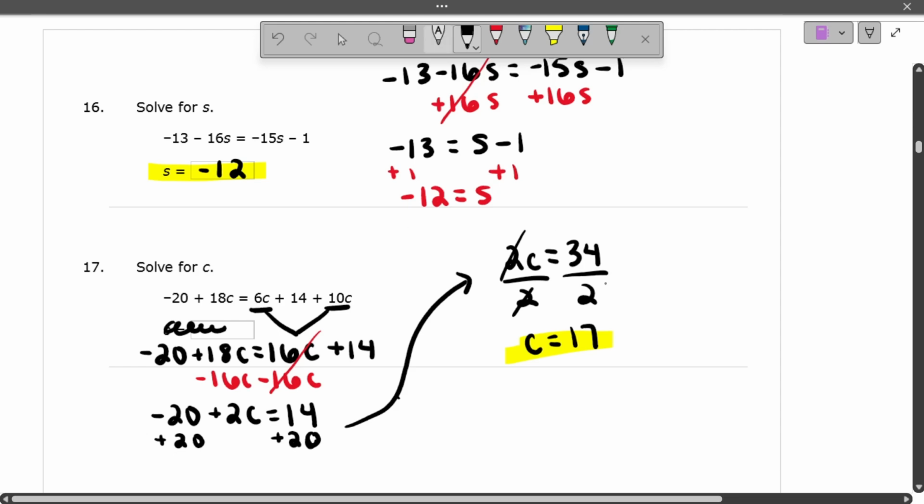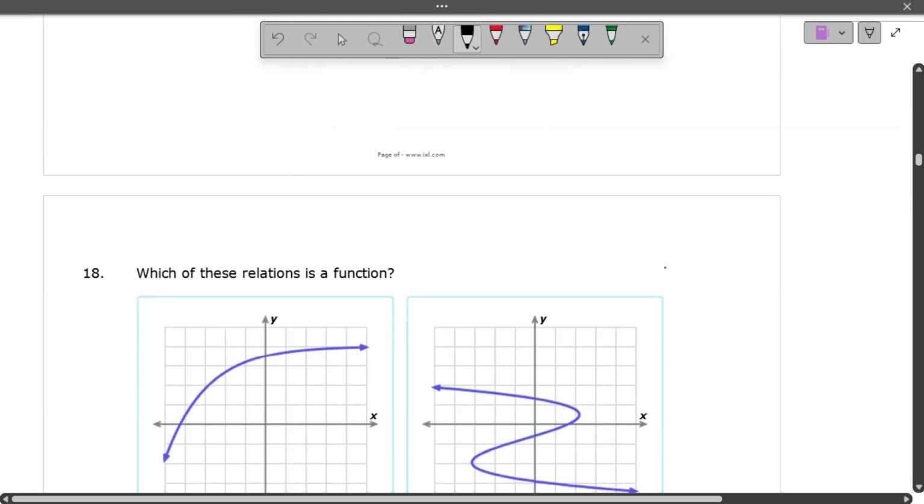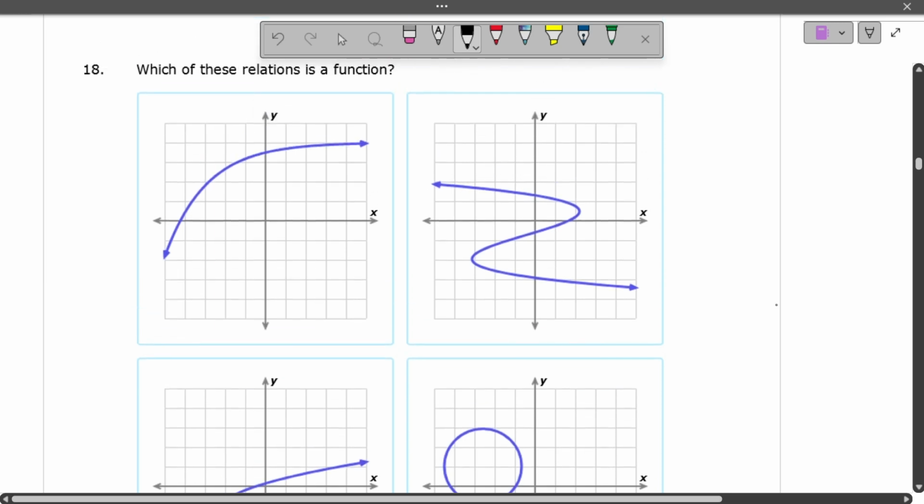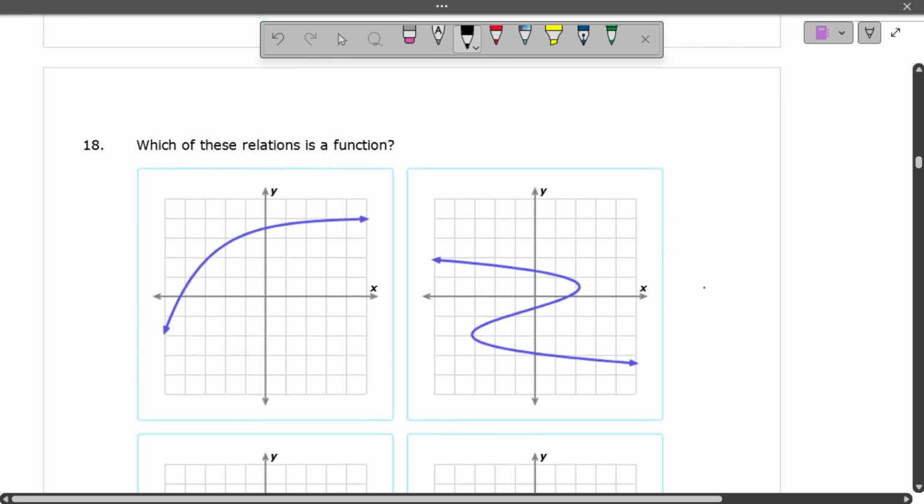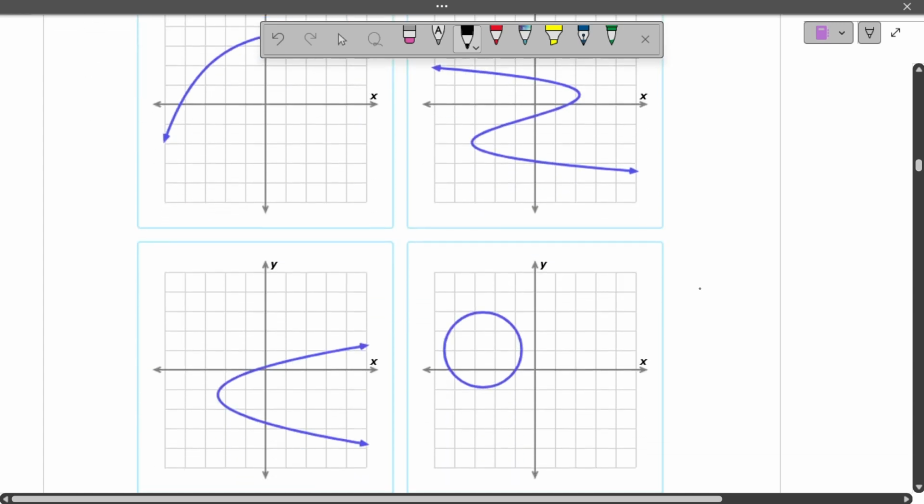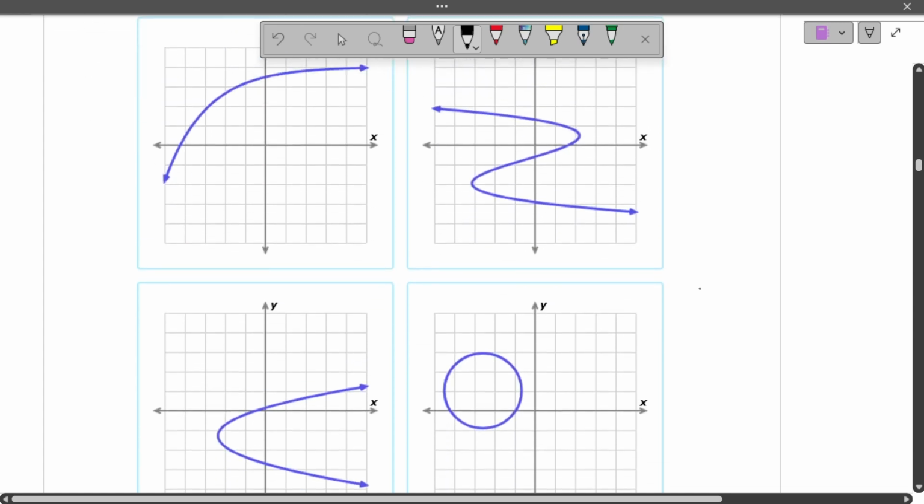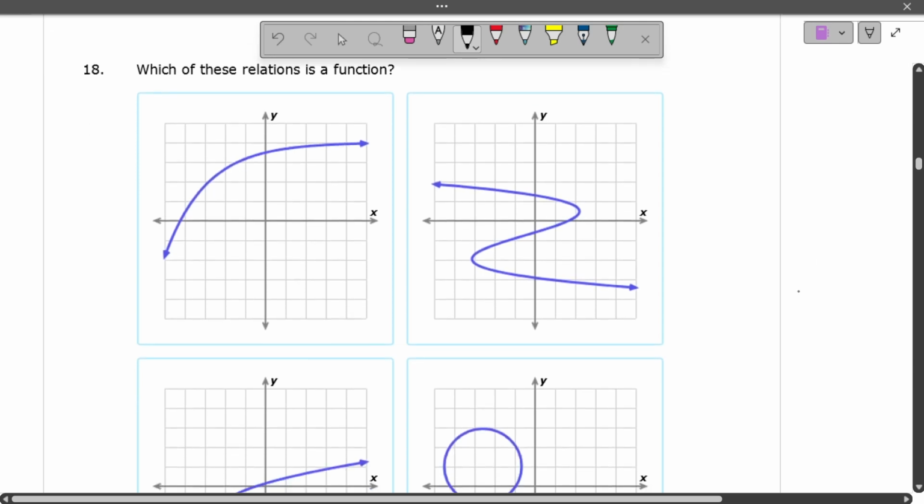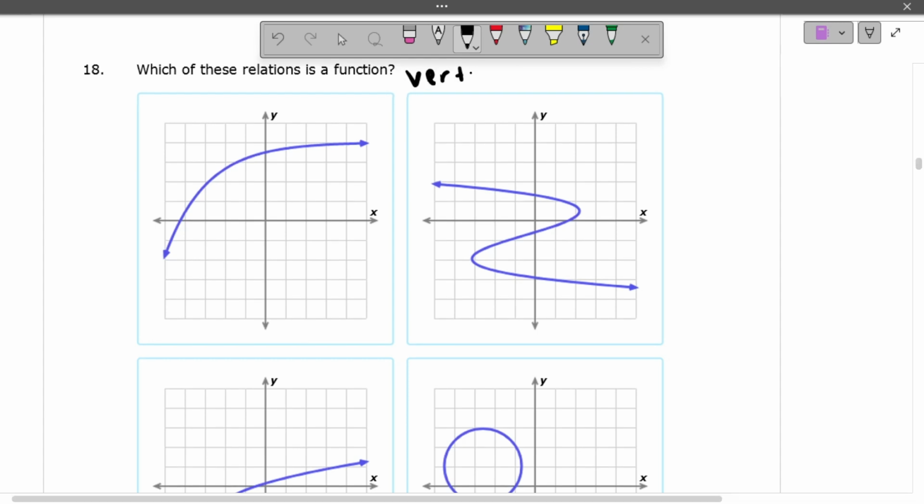Now let's scroll down to 18. So it doesn't quite fully fit on the screen, but that is all right. Which one of these relations is a function? How we know if something is a function just by looking at it is our vertical line test.